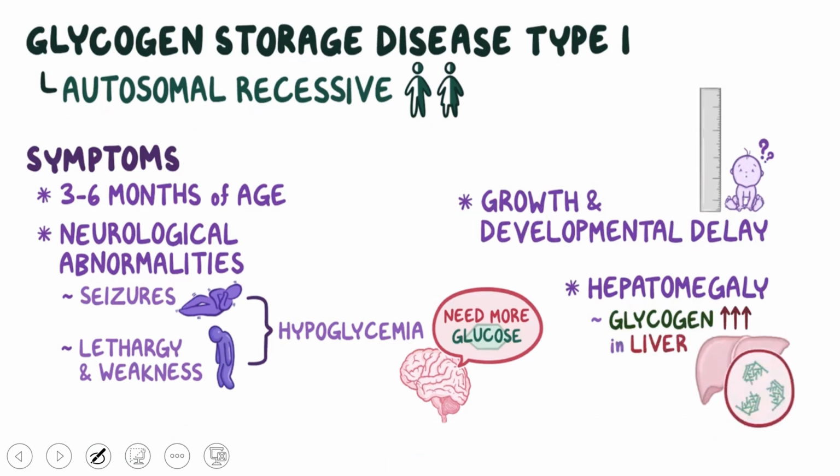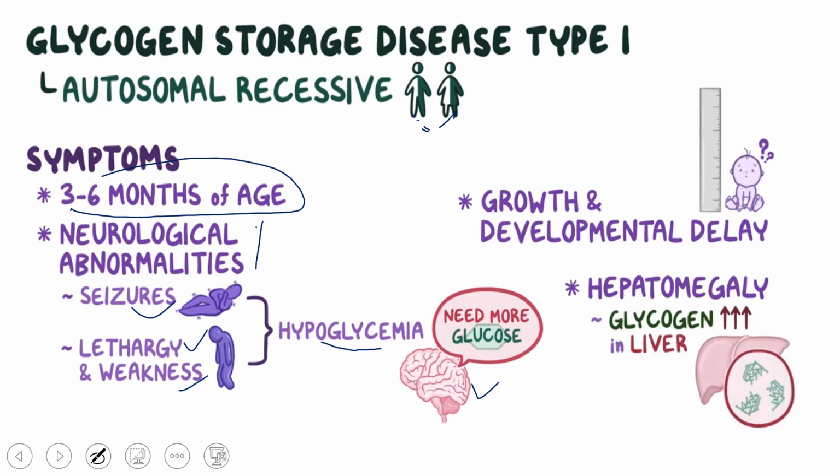There are different symptoms. As we know, most of the inborn metabolic diseases are autosomal recessive, so we require one allele from both parents. If only one allele comes from one parent, the kids will be carriers and will not have any kind of disease because it is a recessive disease. Symptoms normally occur at 3 to 6 months of age, an early age, and cause neurological abnormalities like seizures, lethargy, and weakness. These are because of hypoglycemia, because the brain normally uses glucose and glucose will not be there.